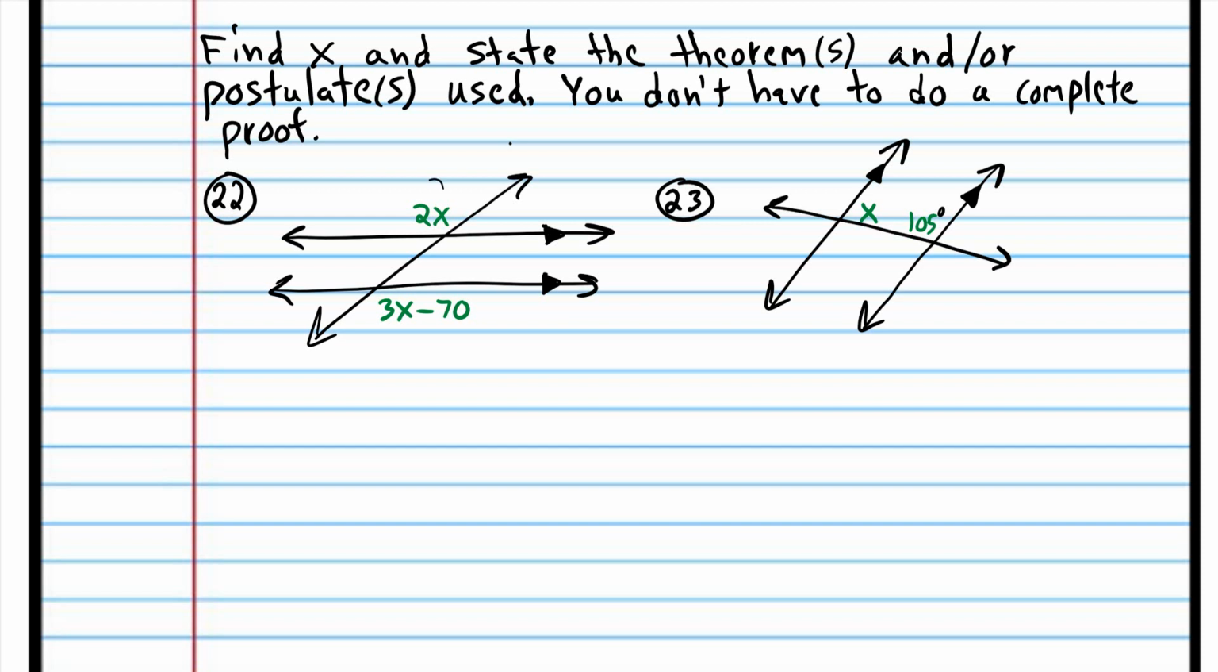Now, I know that 2x is equal to 3x minus 70. How do I know that? Well, first of all, these are parallel lines cut by a transversal. So we proved with the alternate exterior angles theorem that these two angles, because they're alternate exterior, must be equal. So I'm just going to set 2x equal to 3x minus 70. And I need to give the theorem that we used. And I'm just going to abbreviate alternate exterior angle theorem.